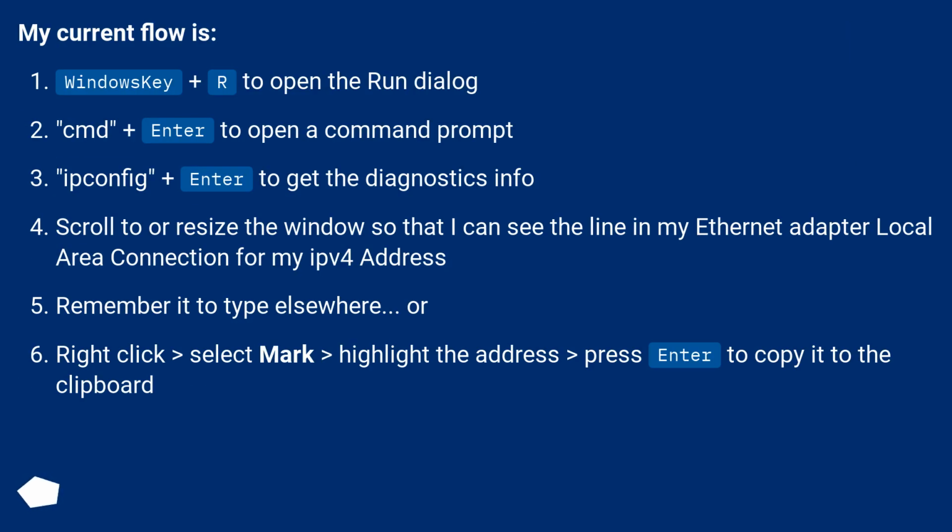My current flow is Windows key plus R to open the run dialog, CMD plus enter to open a command prompt, ipconfig plus enter to get the diagnostics info. Scroll to or resize the window so that I can see the line in my Ethernet adapter local area connection for my IP4 address. Remember it to type elsewhere.